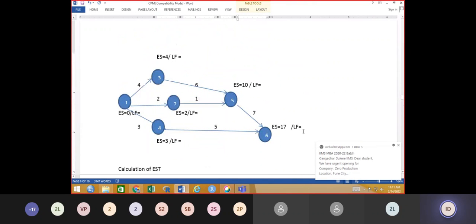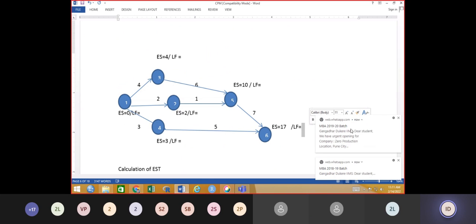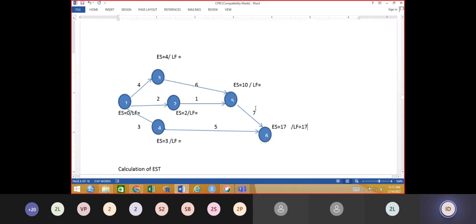So for the backward calculations we have to find out now. The earliest start time and latest finish time will be 17 here, the same. Once the latest finish time is 17, now when this 5 to 6 activity finishes, what is the latest finish time of this 5 to 6 activity? So 17 minus the duration, 17 minus the 7 duration, will be the LFT.